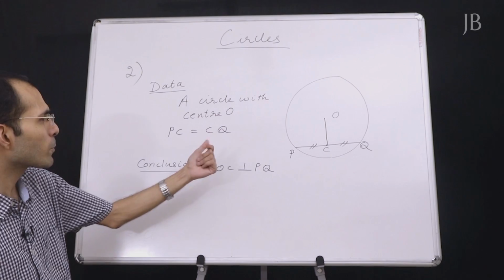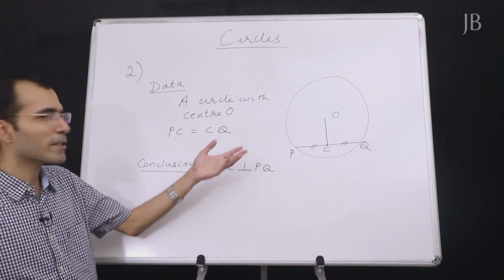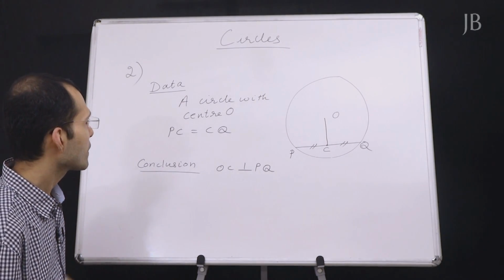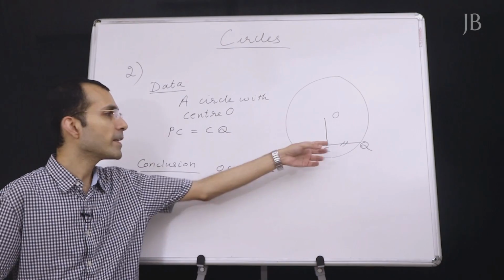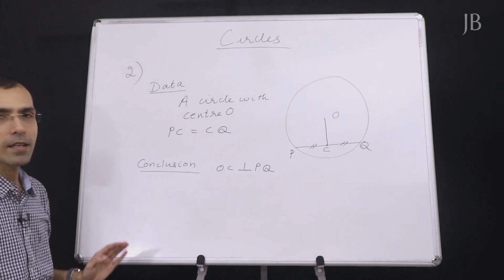So this can be quickly proved by using the techniques of congruency, a direct proof. A proof is there in the syllabus, it can come in the exam. So OC would be perpendicular to PQ. This is our conclusion and this was the data.